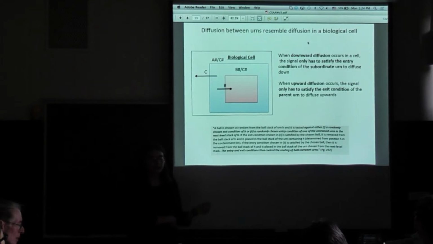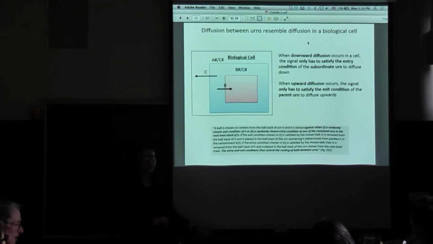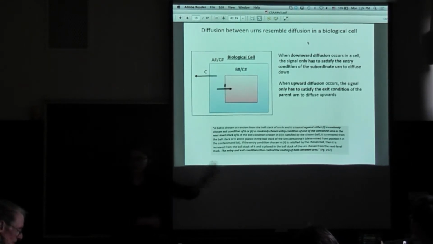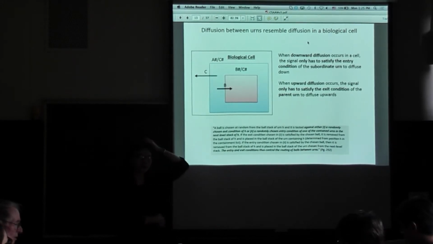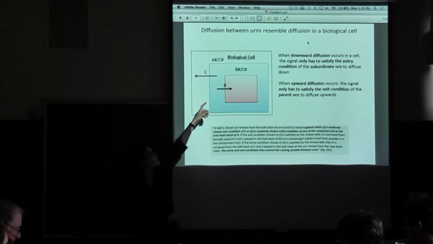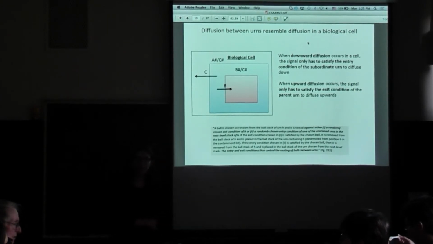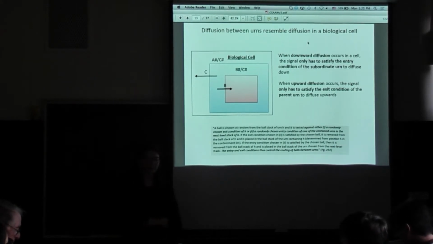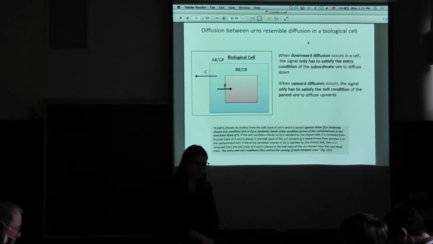All you have to look at is, do I satisfy the entry condition of the urn I'm trying to diffuse into? And let's say you're reactant C in the cytoplasm, you're trying to diffuse outside of the cell. All you have to look at is your parent level, your parent urn, and say, hey, do I satisfy the exit condition of the urn I'm trying to diffuse out of? And that allows you to get diffusion that's similar, if not the same, as that which occurs in biological cells, which is pretty neat.